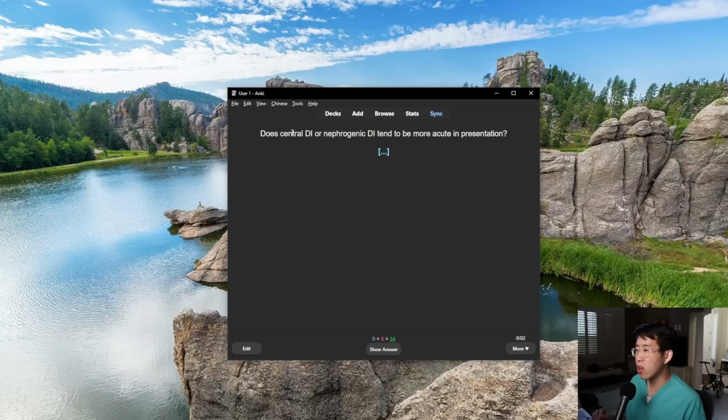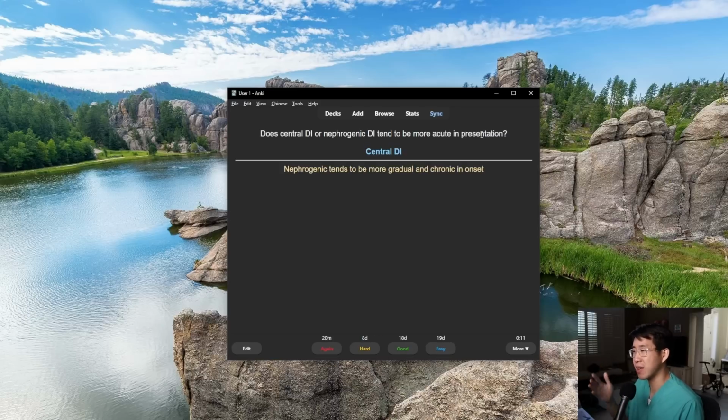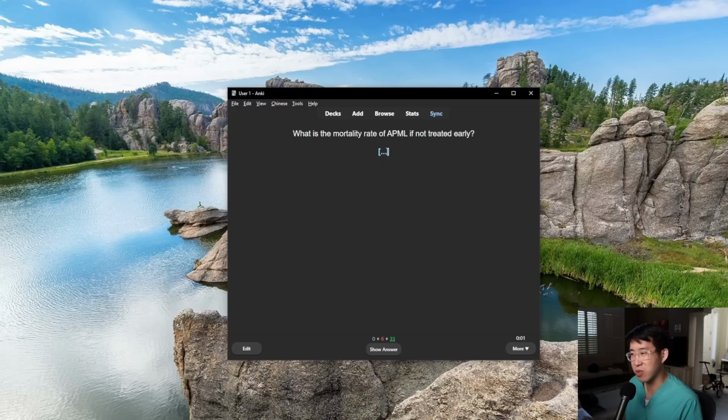Does central DI or nephrogenic DI tend to be more acute in presentation? And I believe, was it nephrogenic was more acute, or central DI? Central DI tends to be more acute in presentation. So another useful thing to know.